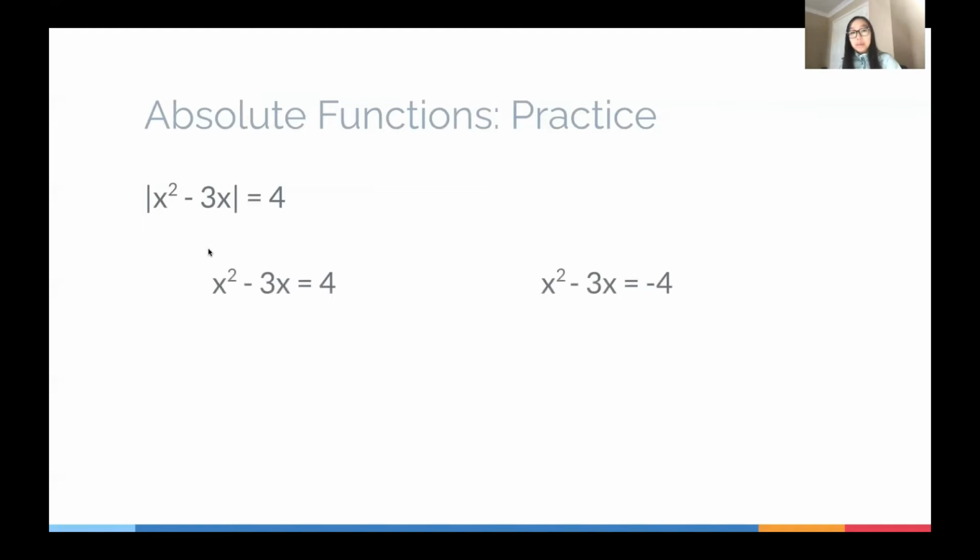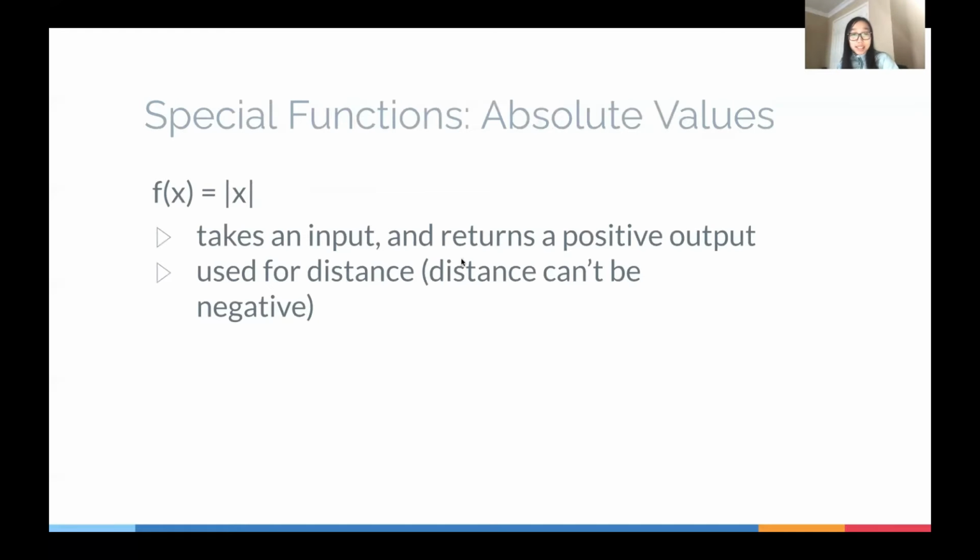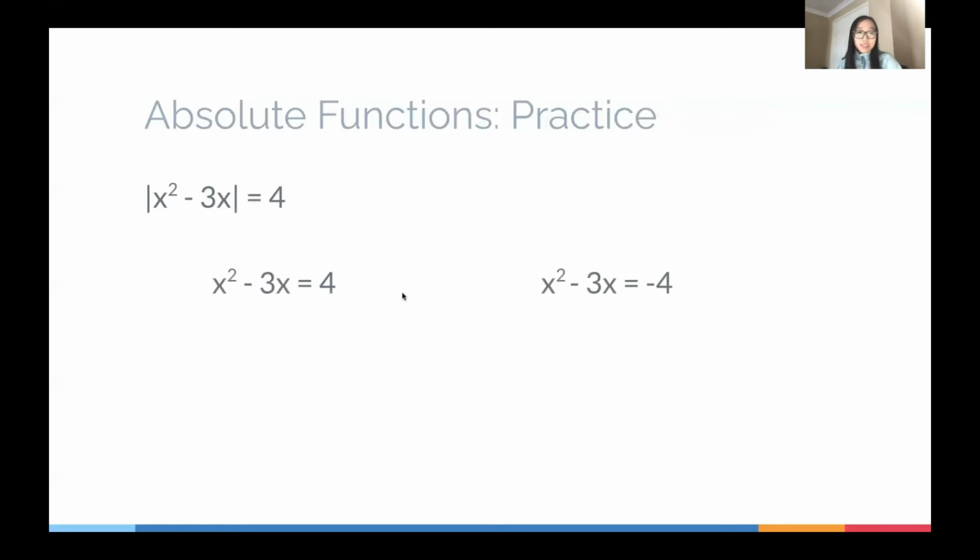Because of our previous definition, it takes an input and returns a positive output. Here, we know that whatever's inside can be 4, yes, but it can also be -4 because the absolute value of -4 is equal to 4. So this is where we actually have two cases. The first case is where inside here, it's 4. So if it's 4, then we can just move the 4 to the other side.